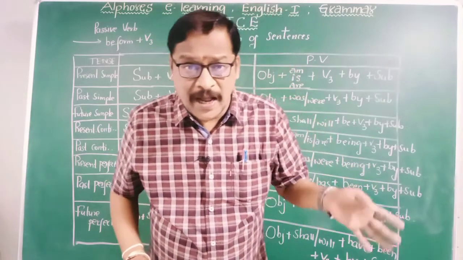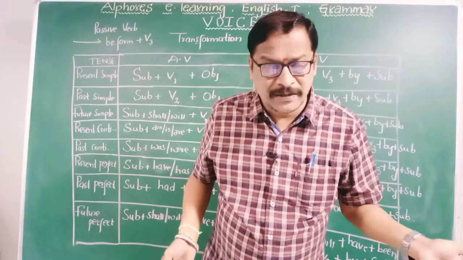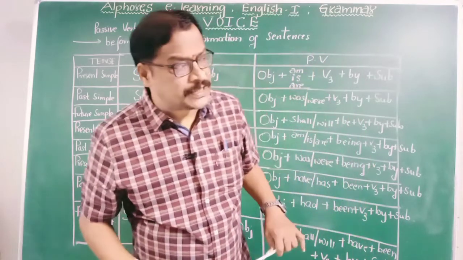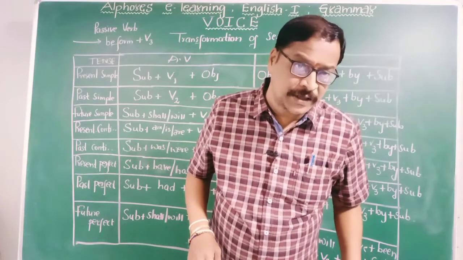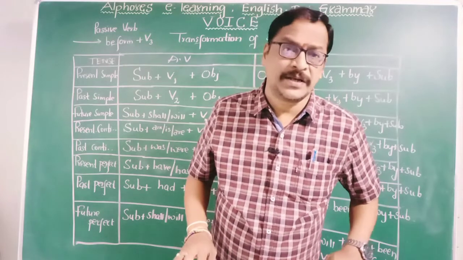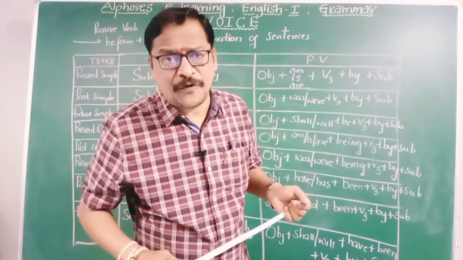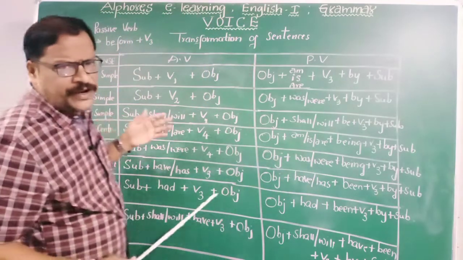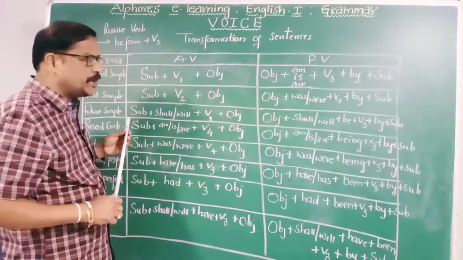Okay, dear students. And past perfect tense is subject plus had plus V3 plus object. Passive voice is object plus had plus been plus V3 plus by plus subject. And future perfect tense is subject plus shall or will plus have plus V3 plus object. Passive voice is object plus shall or will plus have plus been plus V3 plus by plus subject. Out of 12 tenses, we can write passive form only to 8 tenses, and let me give a number of examples based on these structures. Just let me read out some sentences you can easily understand.